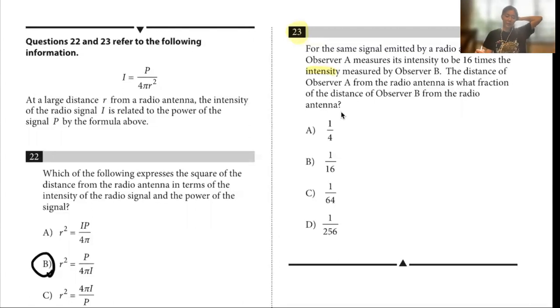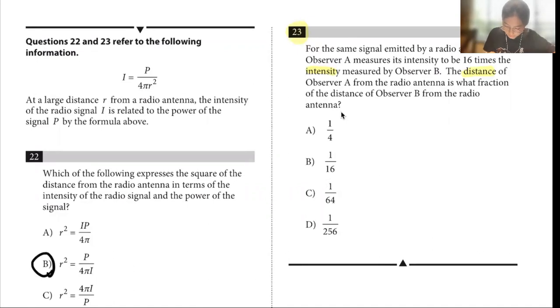The distance of observer A from the radio antenna is what fraction of the distance of observer B from the radio antenna? So we're given the intensity, but the question is asking for a distance. Keep that in mind as well.